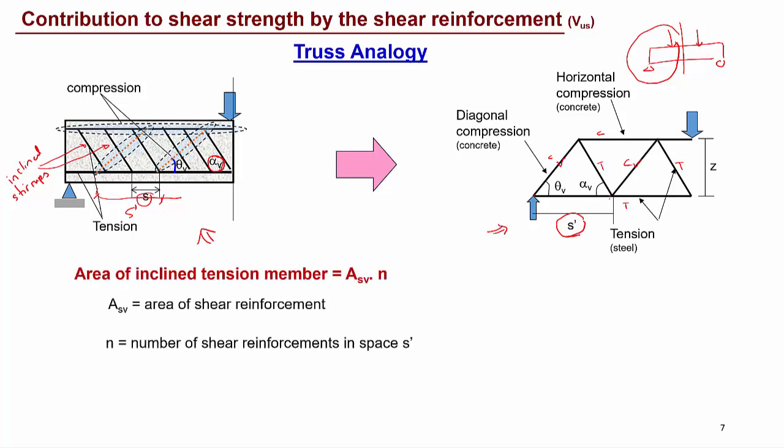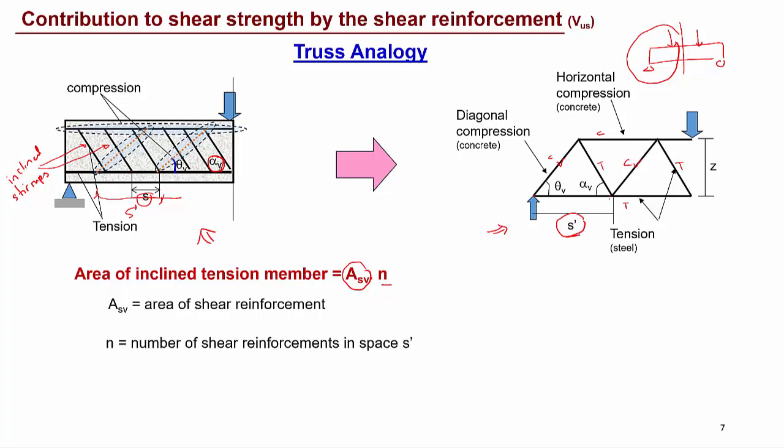Here S dash represents the distance between the compressive struts, and between those compressive struts there are a number of tensile members, the shear reinforcements here. So the area of inclined tension bars within that S dash distance is the area of one stirrup, that is a two leg stirrup in this case, multiplied by the number of stirrups within that distance. So ASV is the area of the shear reinforcement, and N is the number of shear reinforcements within that distance S dash.